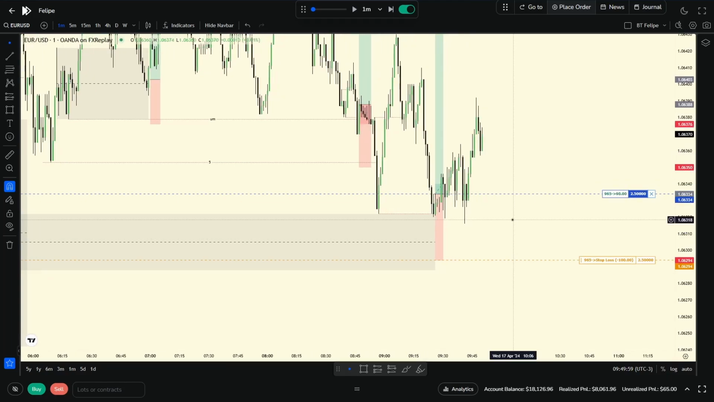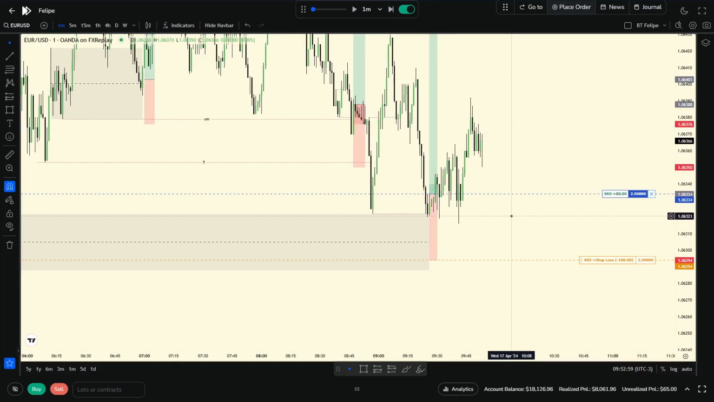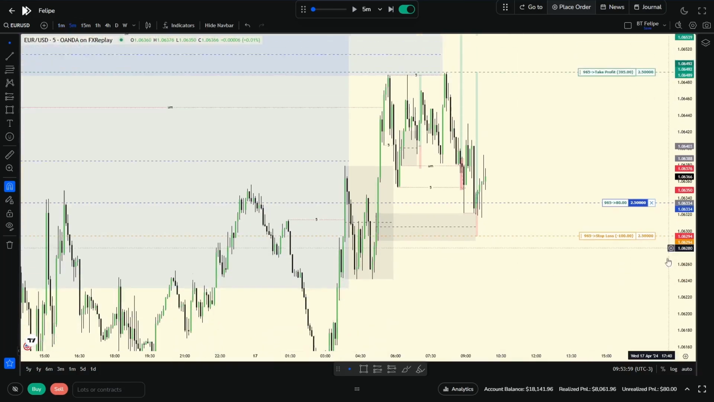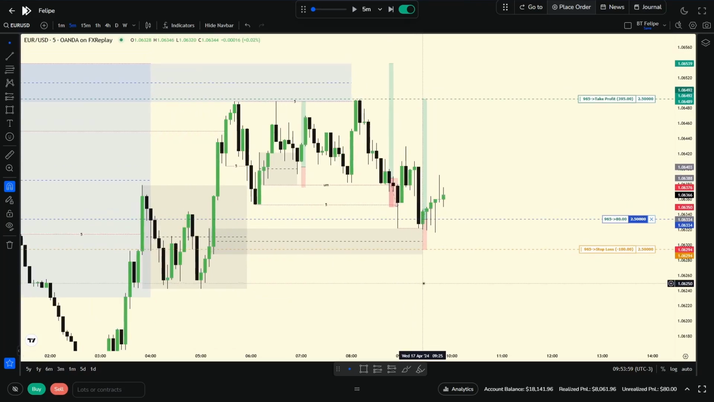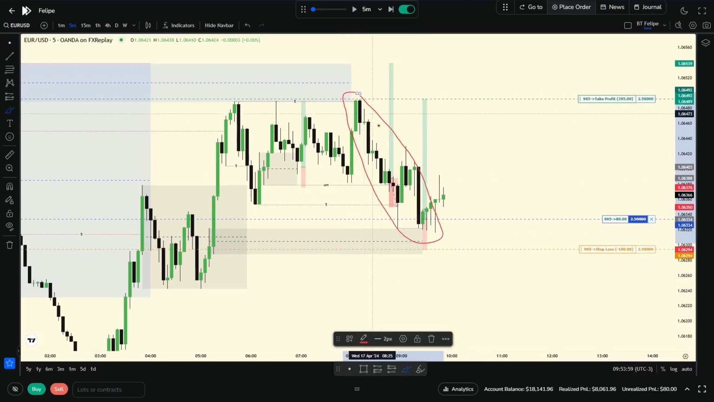Price is trying to go up. And what about the shorts? Broke, inverse. Broke, inverse, broke. We are inside this whole leg, from here to here.